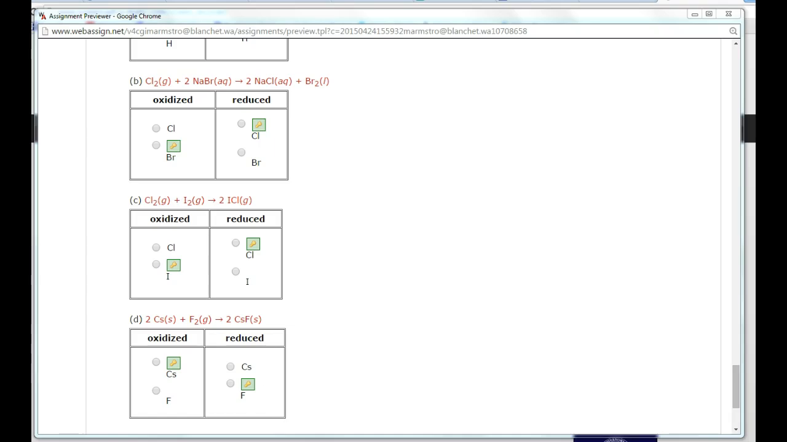The next one, chlorine, went from a 0 to a 1-. It gained electrons, so it was reduced. And the iodine should be the opposite one. It went from a 0 to a 1+. It lost electrons, it was oxidized. The next one is cesium. It went from a 0 to a 1+. Loss of electrons is oxidation. Fluorine went from a 0 to a 1-. Gain of electrons is reduction.